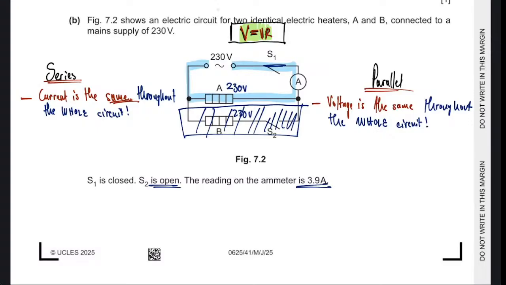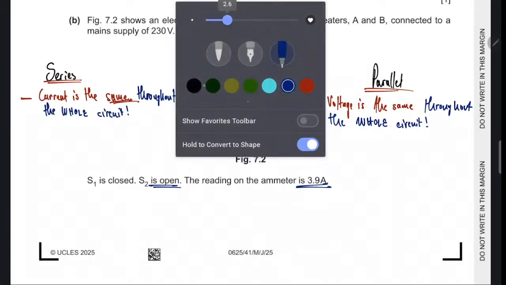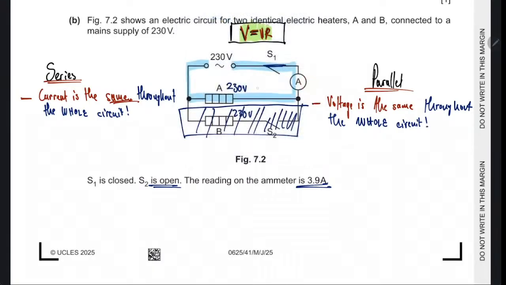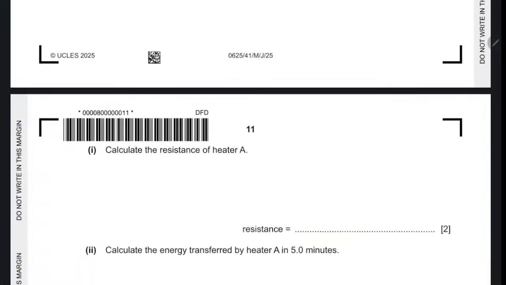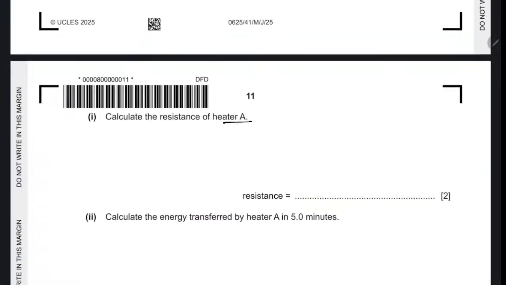And we've been told that the reading on the ammeter is 3.9 amps. You are already given Ohm's law. I told you you are going to use this so many times. Look, you have V, the voltage, you have I. So you know they're going to ask you for the resistor A. Calculate the resistance of A.